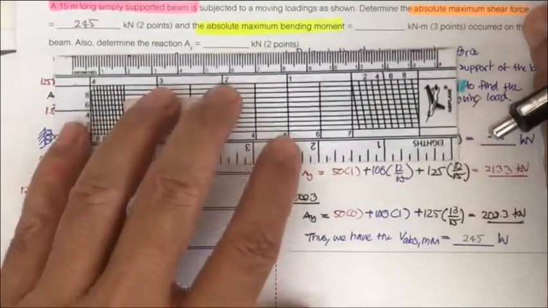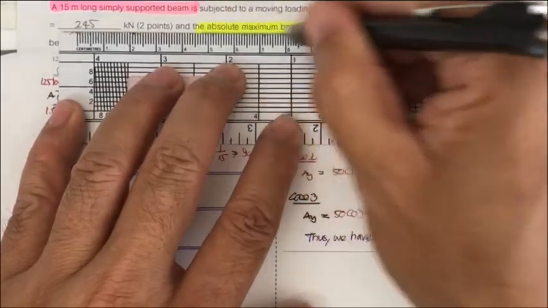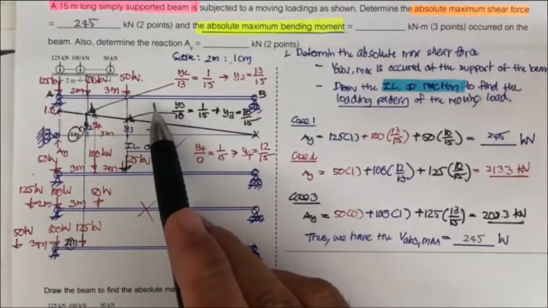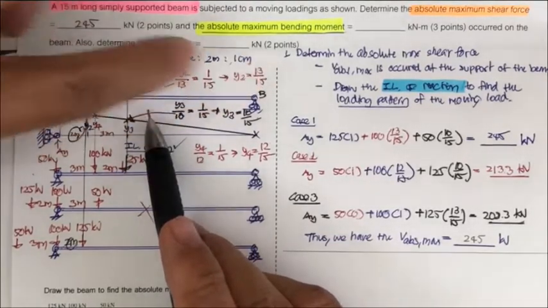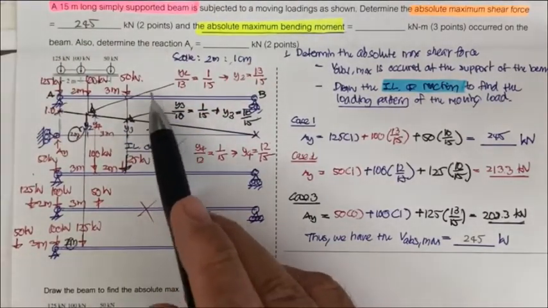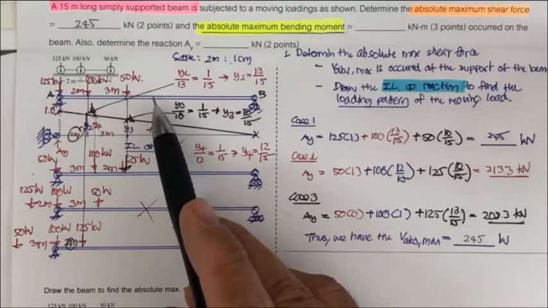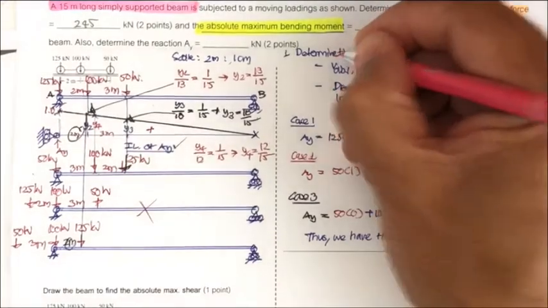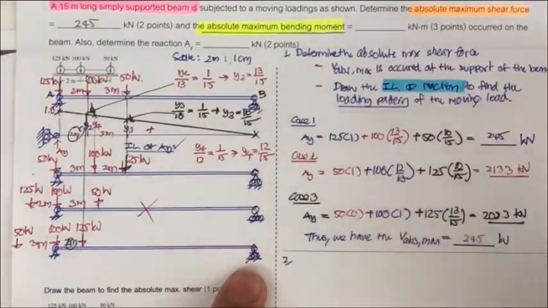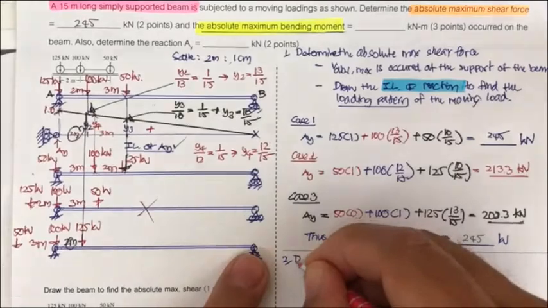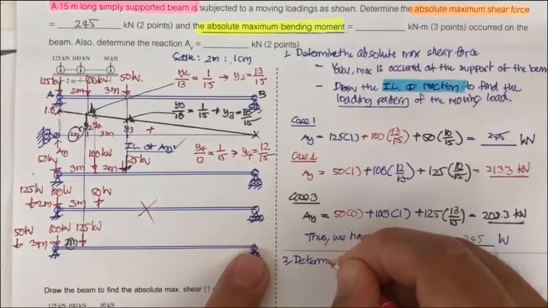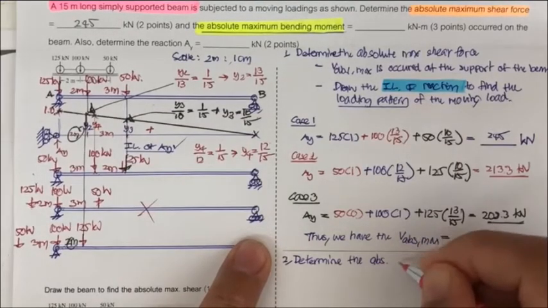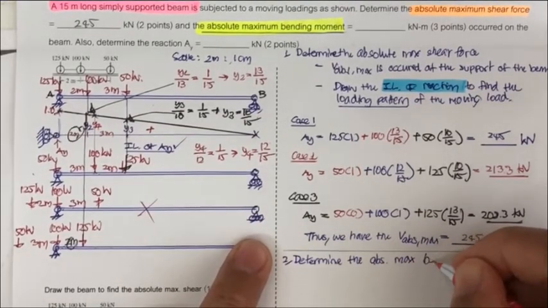And next, we're going to compute the absolute maximum bending moment. For the simple beam, the maximum shear occurs at the support. The maximum moment occurs near the midspan of the beam. So let us start, this is going to be the second. We determine the absolute maximum bending moment.